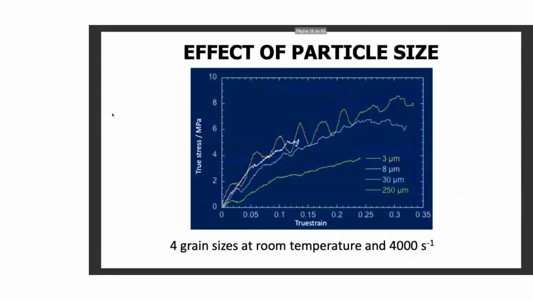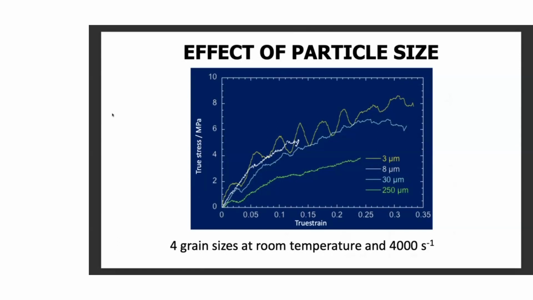If you then go and look at the different grain sizes at room temperature, you will get this response. Here we see that the 3 micron, the 8 micron, and the 30 micron particle sizes all behave in an extremely similar fashion. But the 250 micron one, the one that was between 200 and 300 microns, is definitively softer, indicating that there is a sufficient thickness of polymer in the polymer regions to allow that kind of response.